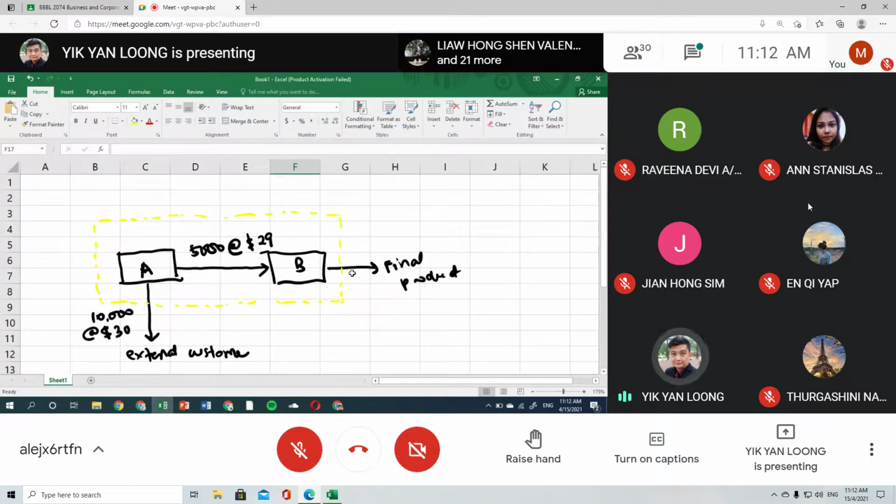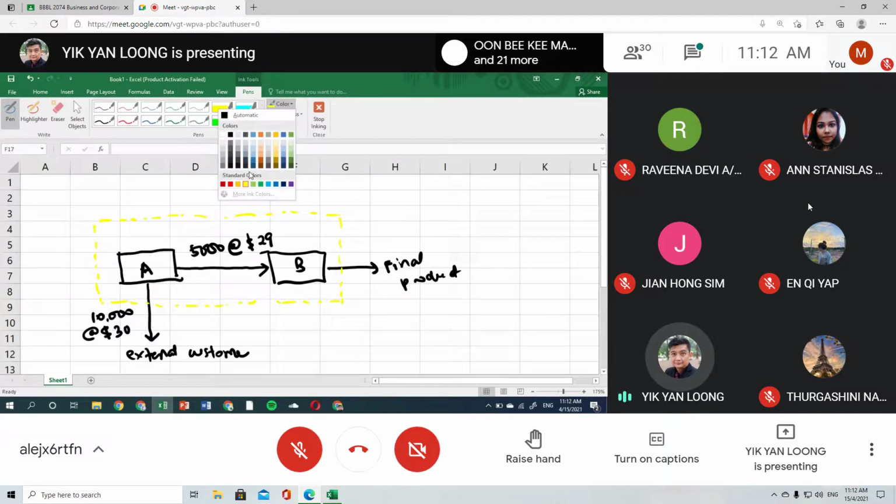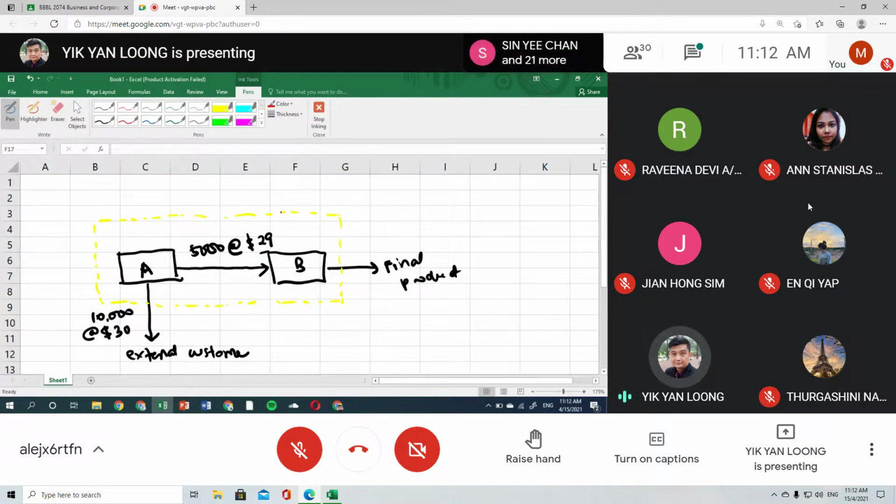Now, from the group's perspective, you are going to look at it as if A and B is a single entity. Try to imagine that A is your production department, and B is also your production department. So we're looking at the whole entity. What would be the sales? When you calculate profit, it will be sales minus cost, isn't it? So the sales here reflects the sales of the final product as a group. If this is your whole group, your sales will be based on the final product. And what about the cost?